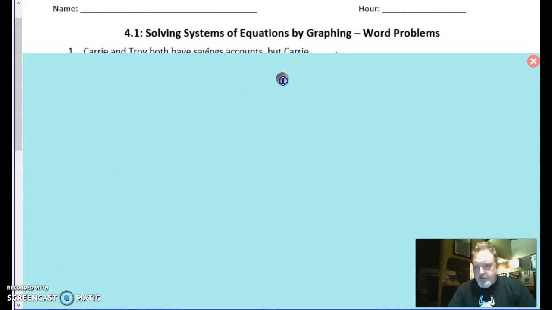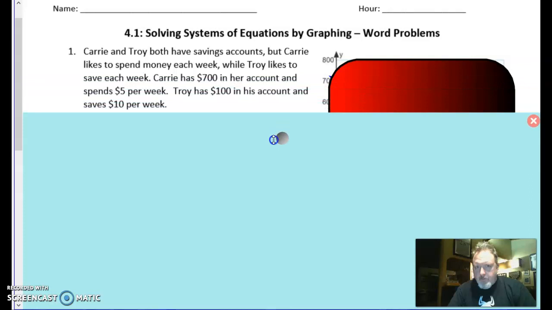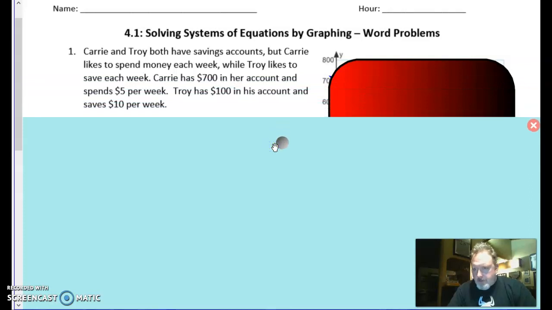So what we got here is still systems of equations. Here's our word problem, or paragraph, that sets things up. We have Carrie and Troy. They both have savings accounts. They tell us that Carrie likes to spend money each week while Troy likes to save. So Carrie's account balance is going down, and Troy's account balance is going up, obviously because Troy is saving money and Carrie is spending.